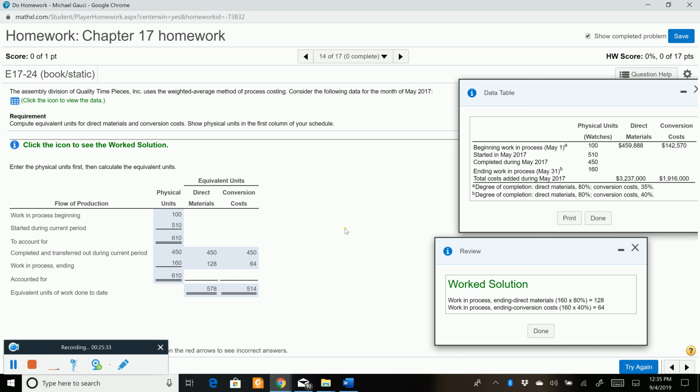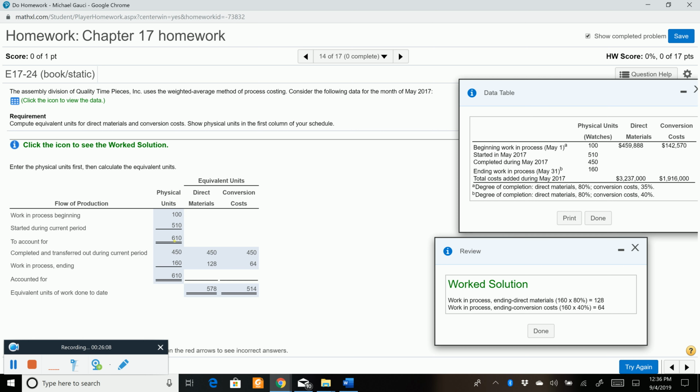So the first step, once again, in our 5-step process is to summarize the flow of the physical units. The author over here on the right-hand side said, in beginning WIP, there were 100 units, and we started 510 units during the month of May. That means we have 610 units to account for. Out of the 610, we know that 450 were completed. Well, if we have a total of 610 to account for, and we know 450 were completed, that means we know the other 160 is in ending WIP.